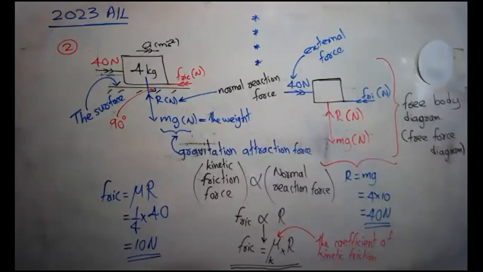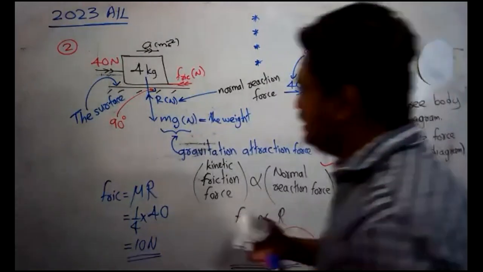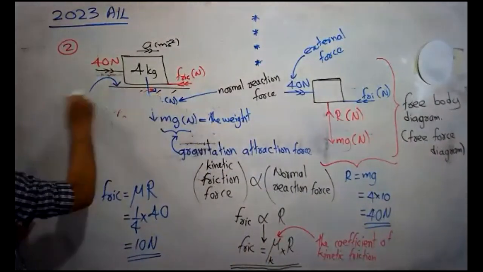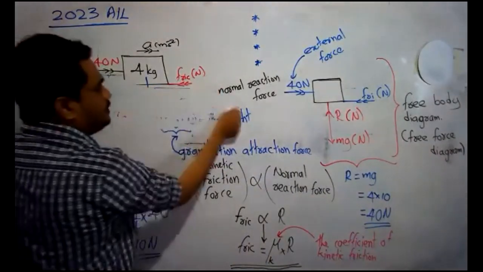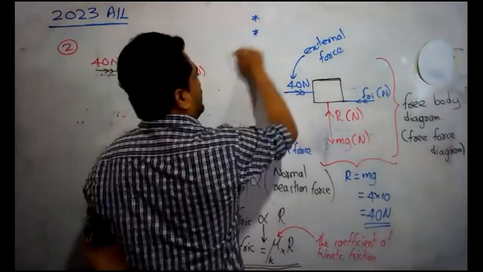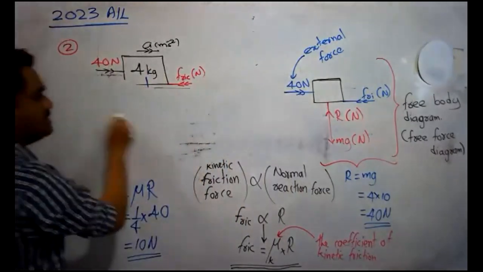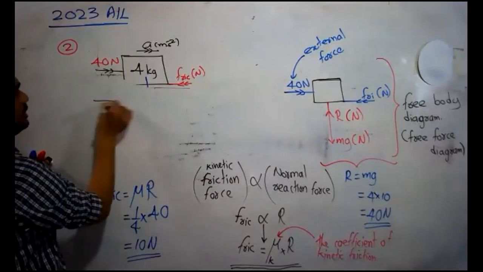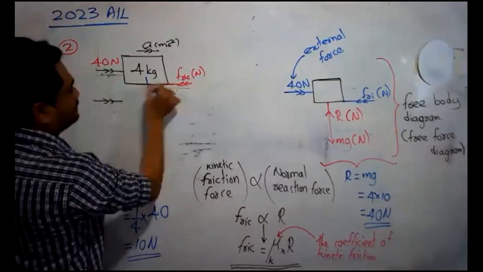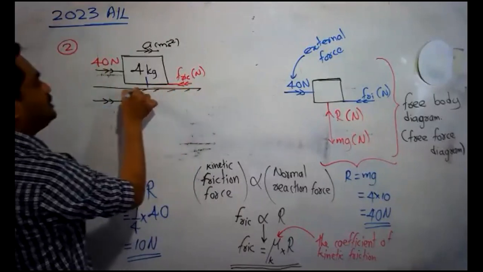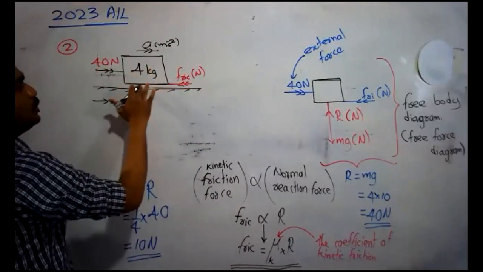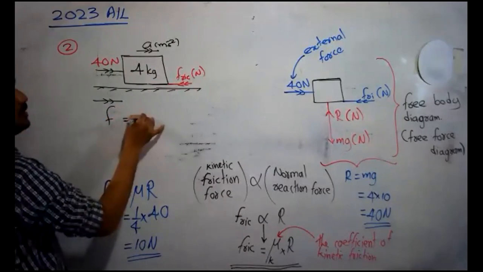Right, now how do we find the acceleration? That's the final target. How do we find the acceleration? Somebody? F equals ma. Yes, we should apply the equation F equals ma. Let me erase everything. And along the horizontal direction, don't write. Along the horizontal direction, I apply F equals ma.